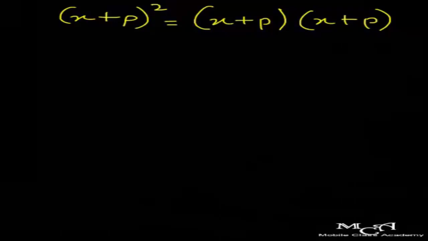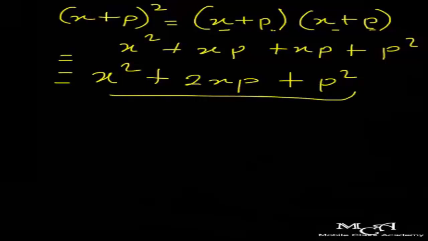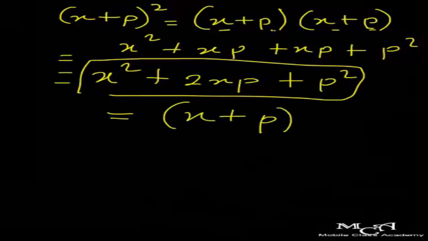If I expand these two brackets, x times x gives me x squared. X times p gives me xp. P times x gives me xp. And p times p gives me p squared. This will give us x squared plus xp plus xp, which is 2xp, and then plus p squared. This expression is equal to x plus p all squared. So that is how perfect square came into play there.